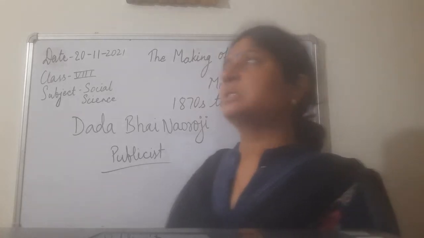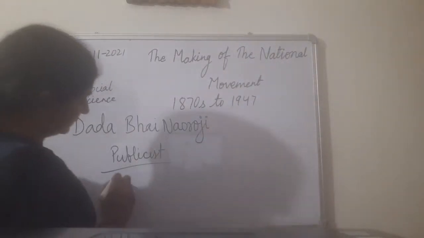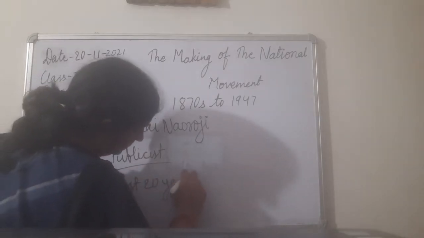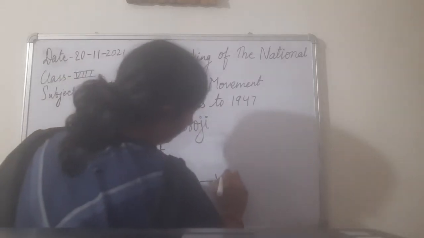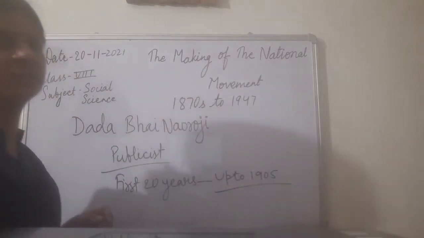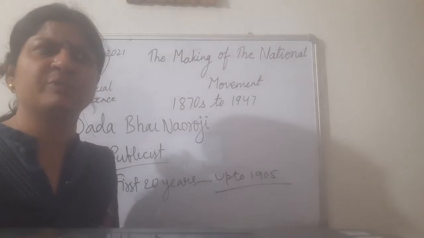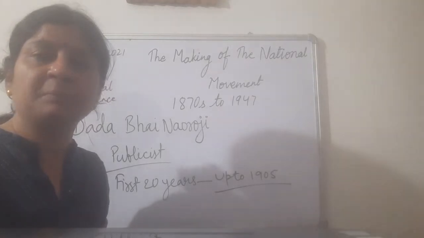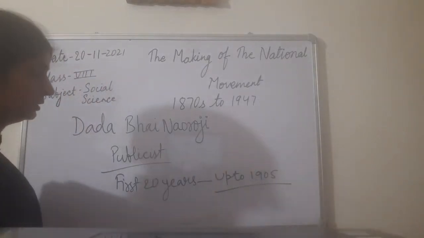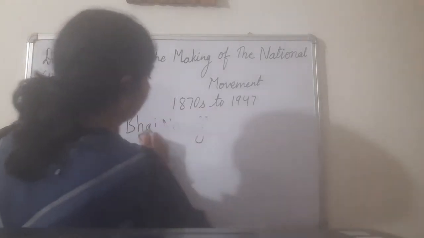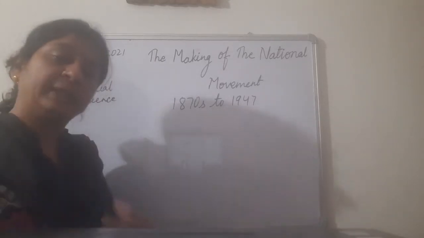Okay, so this role was played by Congress in the first 20 years. So we can say up to 1905, the Congress was very much moderate in its objectives and methods. What do we mean by moderate? The term moderate is very important to understand. Up to 1905.